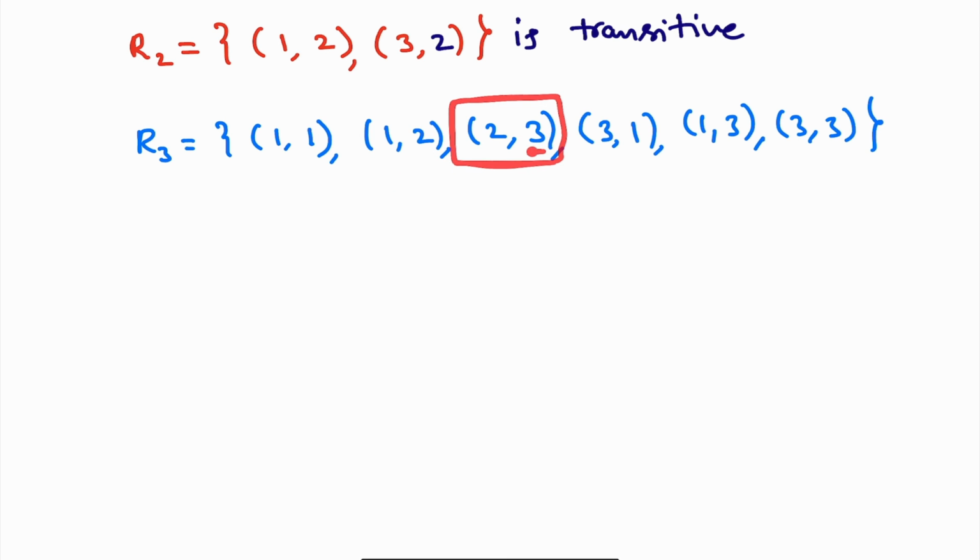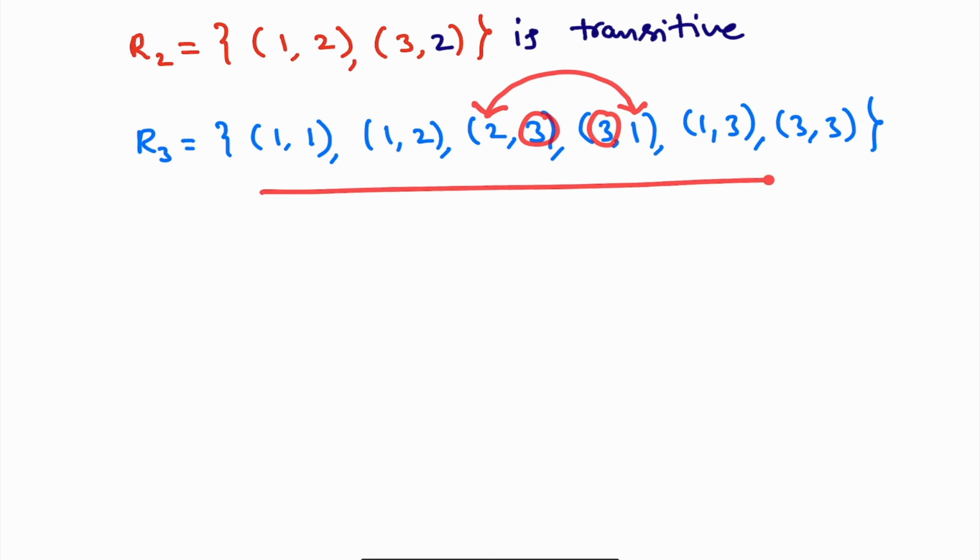Now this ends with 3. Right now you need to look whether any other starts with 3. You see here, this starts with 3, this starts with 3. First I'll check this one: this ends with 3, this starts with 3. Now what is the ordered pair (x, z)? (x, z) is (2, 1). Is (2, 1) there in this relation? No. So here you can stop and you can say that this relation is not transitive.